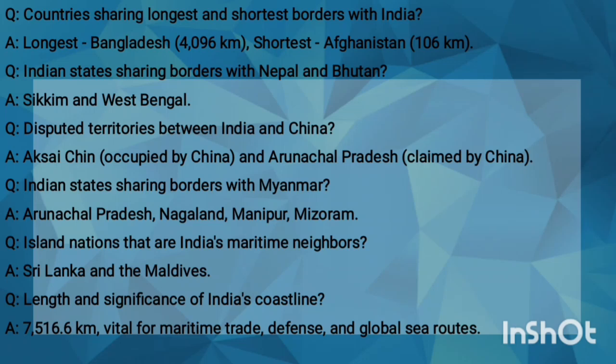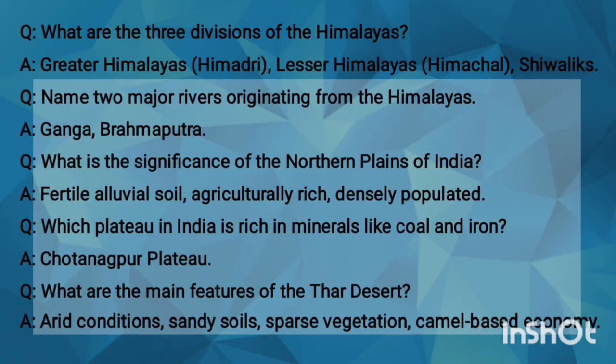Which island nations are India's maritime neighbors? India's maritime neighbors are Sri Lanka and Maldives. How long is India's coastal line and what makes it significant? India has a coastal line of 7,516.6 km, which is vital for maritime trade, strategic defense, and access to global seas.